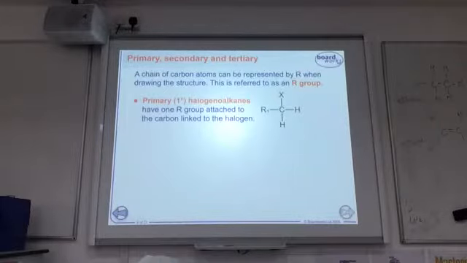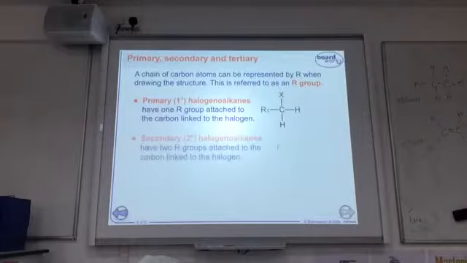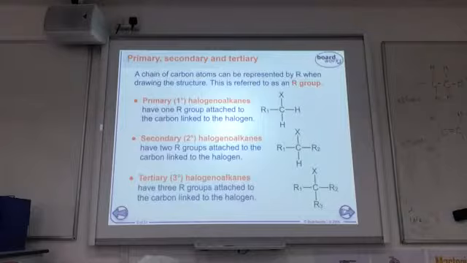So essentially, a primary halogenoalkane has one R group, or the primary has a carbon attached to one other carbon. Secondary has 2 R groups, or the carbon is attached to 2 other carbons. And then tertiary has 3 R groups. So the carbon that the halogen is attached to is attached to 3 other carbons. Slightly different way of defining it from what we've done in the past.